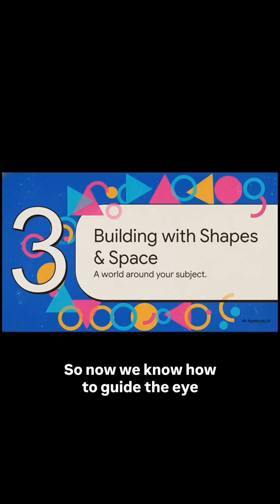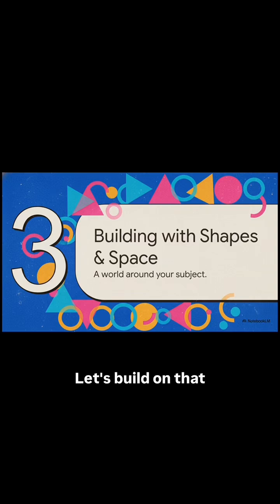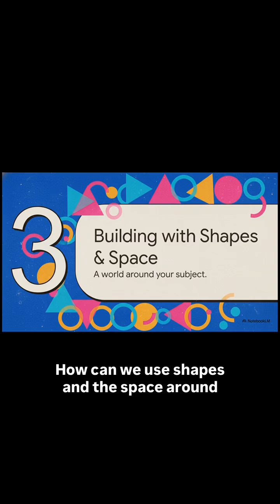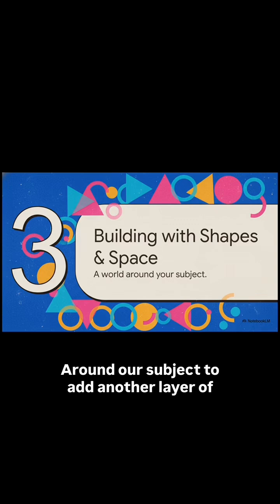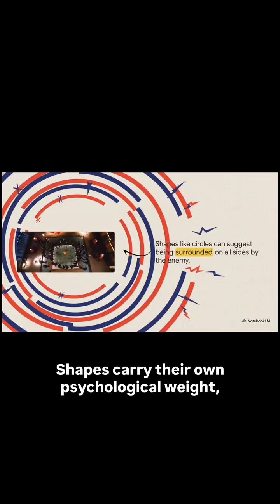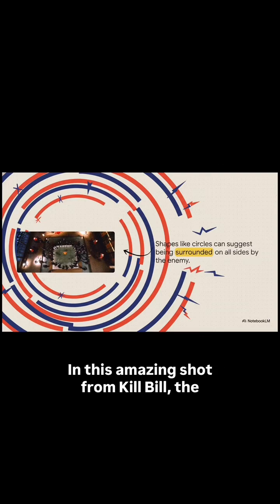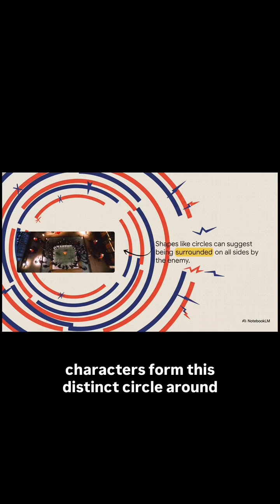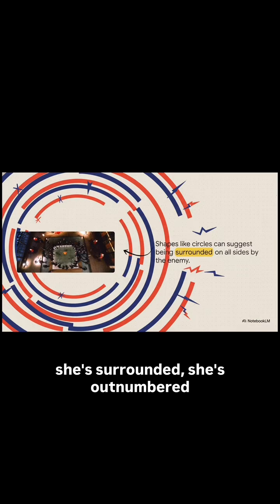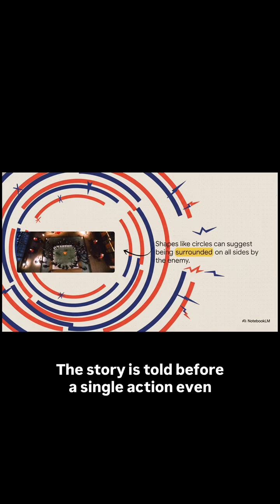So now we know how to guide the eye. Let's build on that. How can we use shapes and the space around our subject to add another layer of meaning? Shapes carry their own psychological weight. In this amazing shot from Kill Bill, the characters form this distinct circle around the bride. That shape instantly tells us she is trapped, she's surrounded, she's outnumbered. The story is told before a single action even happens.